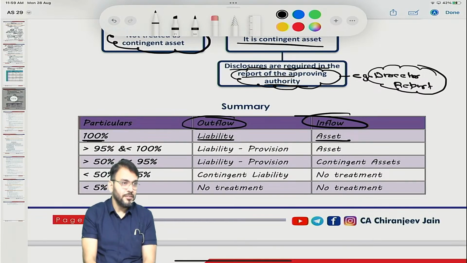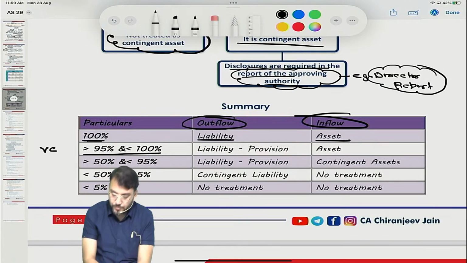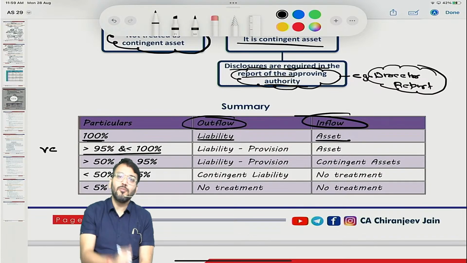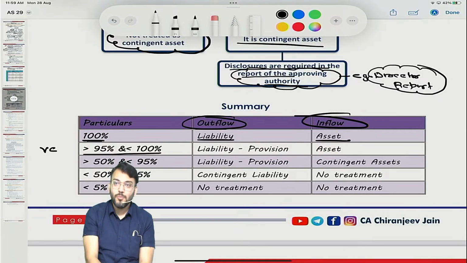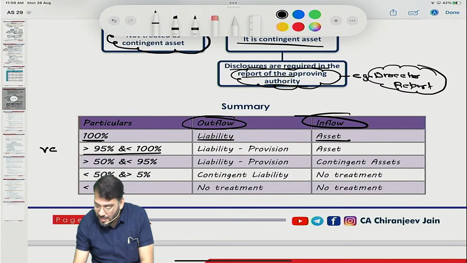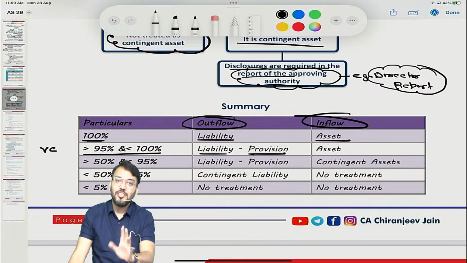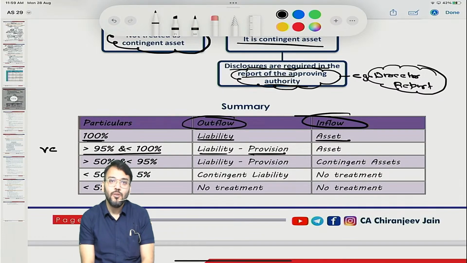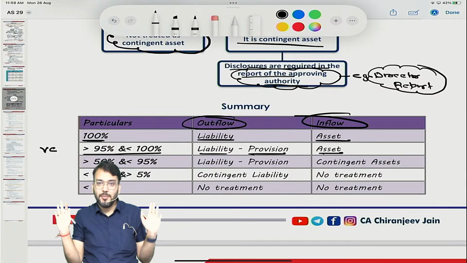It is an understood point. But if it is virtually certain, VC means more than 95%, then for outflow what will we do? Provision, and provision we can say is a liability. But that is a liability only. And in case of inflow, asset. So here also it is the same: there liability, here asset.